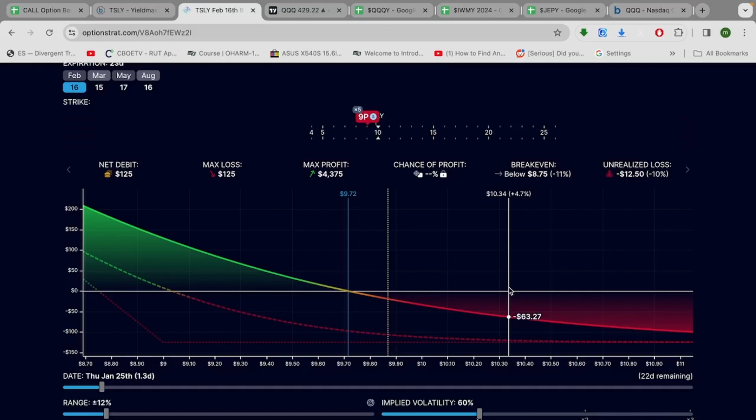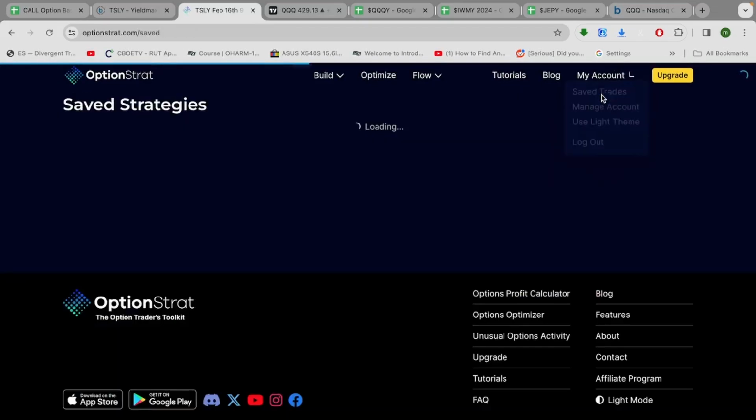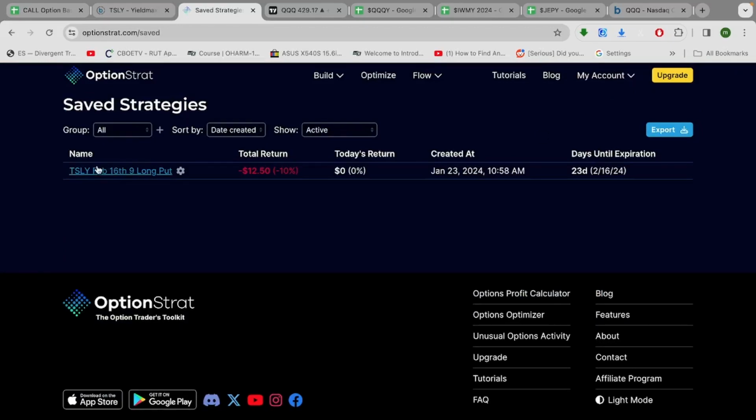So first, let's start off with yesterday's. Let's see what's going on with yesterday's position. We're using option strat to paper trade. So we can look over here at save trades. And there we have it. Yesterday, just to refresh everyone's memory, we bought 5 puts in Tesla.